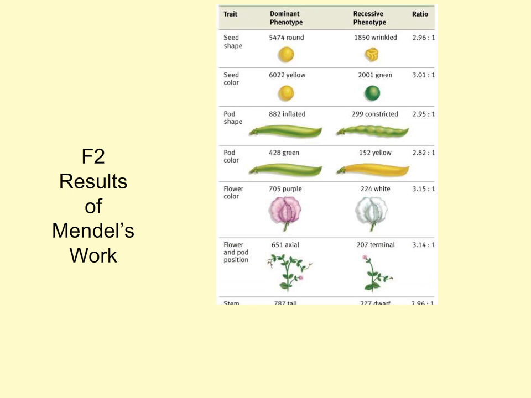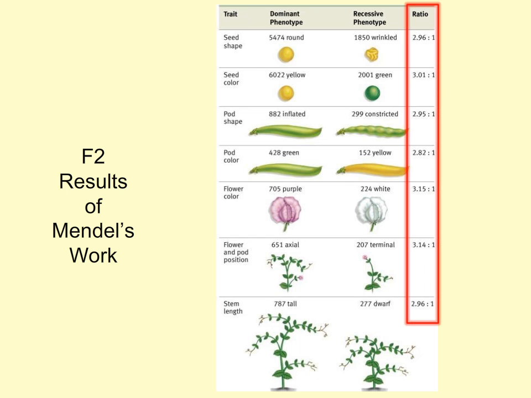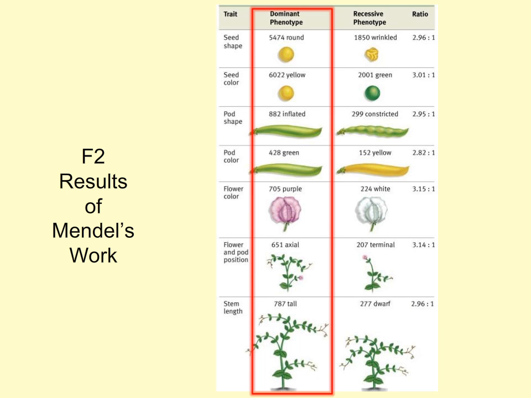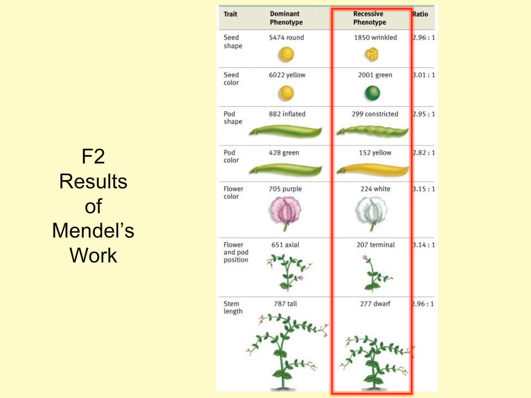The results of Mendel's work are very interesting. If we look at the characteristics he examined, we can see a definite pattern. In seed shape and color, pod shape and color, flower shape and position, and stem length, all the F2 generations showed a 3-to-1 ratio of phenotypes. That means that the dominant phenotype expressed itself 3/4 or 75% of the time, while the recessive phenotype expressed itself 1/4 or 25% of the time.